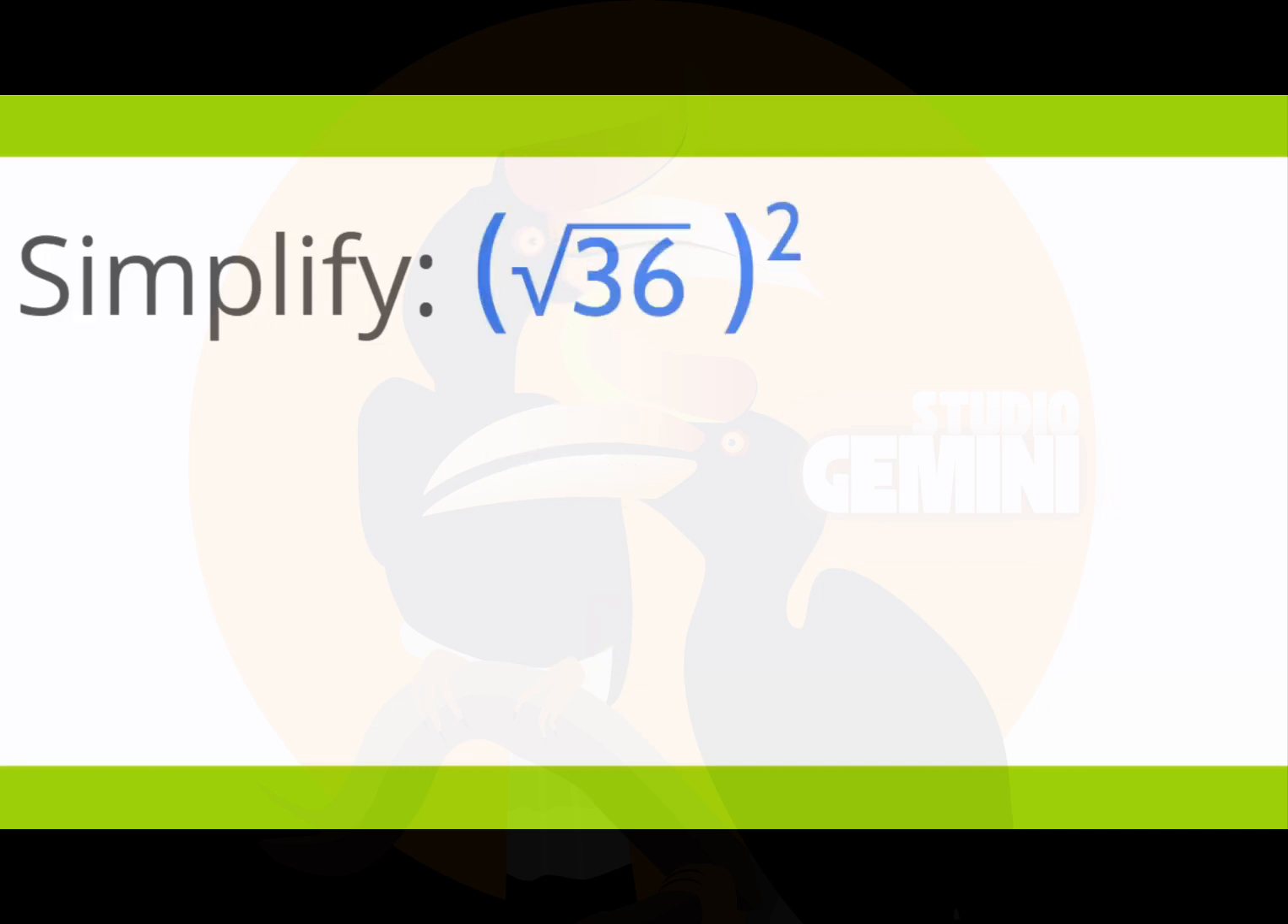Simplify the square root of 36 squared. To simplify this expression, we will start by taking the square root of 36, which is 6. Then we square 6, which would give us 36. However, now that we understand the relationship between squares and square roots, we can see that the operations will cancel each other out in the first step. So the square root of 36 squared is 36.